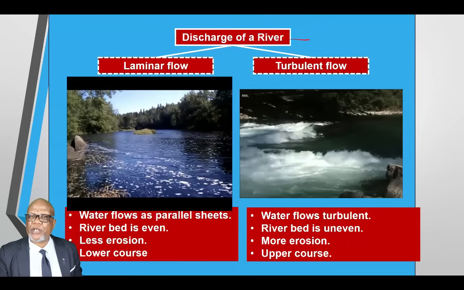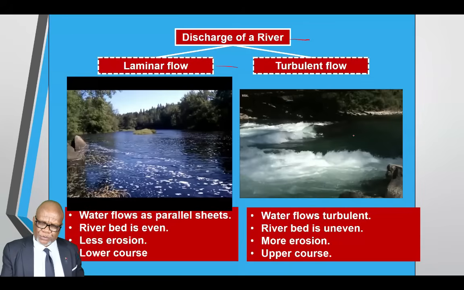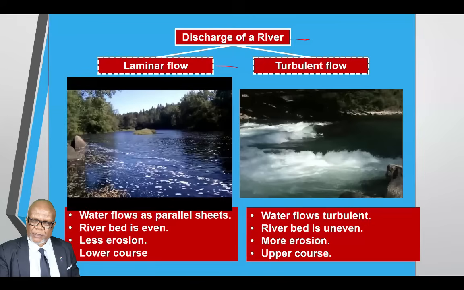Now we have two types of river discharge flow characteristics, which are laminar flow and turbulent flow. Laminar: water is flowing in layers, on a gentle gradient. So water flows as a parallel sheet. The riverbed is even, so there is less erosion and lower cost.